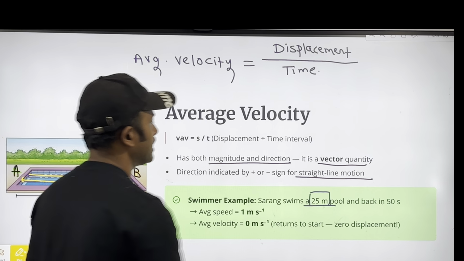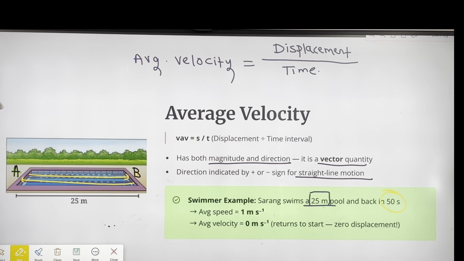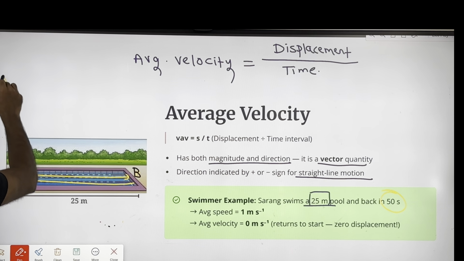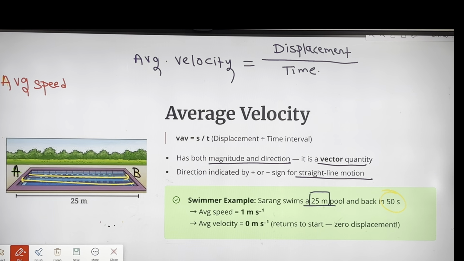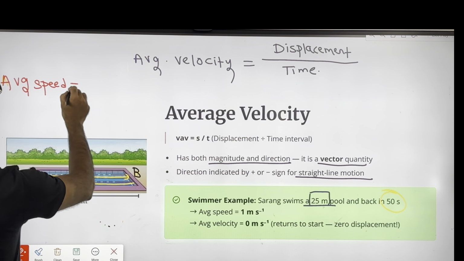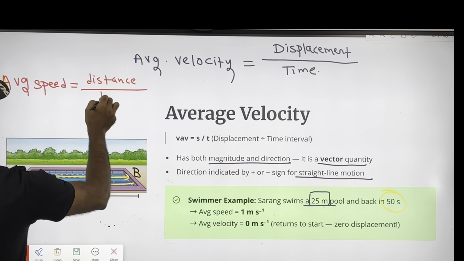In how many seconds did he come back? In 50 seconds he came back to the original position. Let us consider average speed first. How do we calculate average speed? Average speed equals total distance traveled, that is the total distance covered, divided by total time taken.